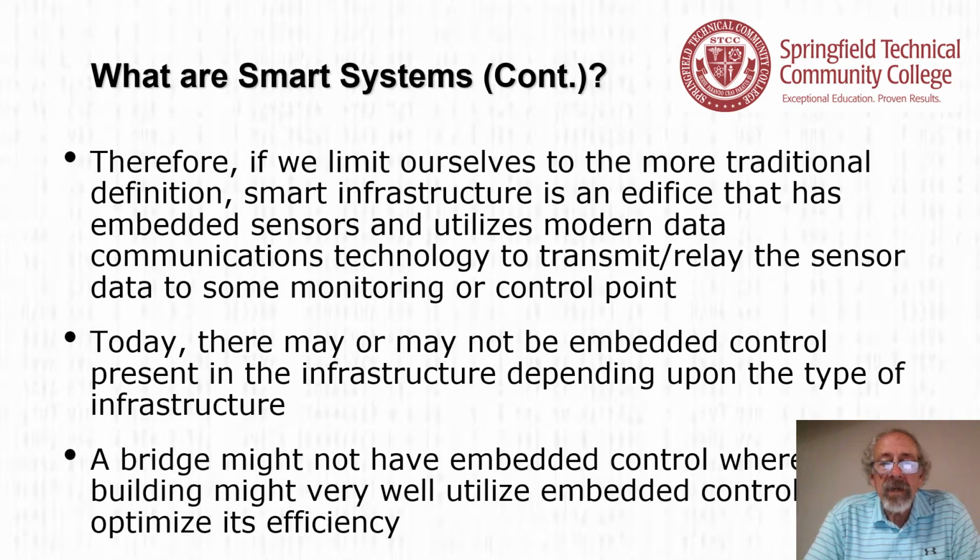So if we limit ourselves to the more traditional definition, smart infrastructure is an edifice that has embedded sensors and utilizes modern data communications technology to transmit or relay the sensor data to some monitoring or control point. Today, there may or may not be embedded control present in the infrastructure depending upon the type of infrastructure. A bridge might not have embedded control, whereas a building might very well utilize embedded control to optimize its efficiency.